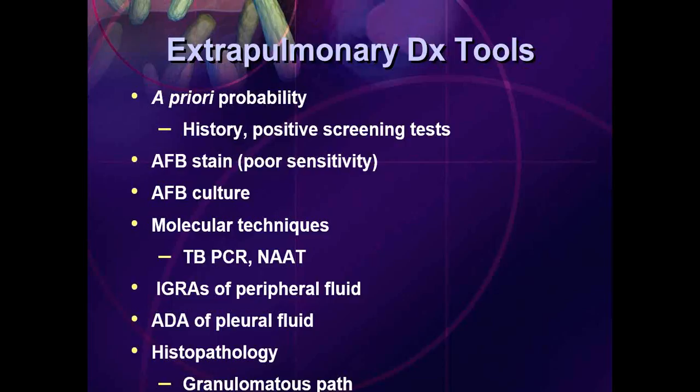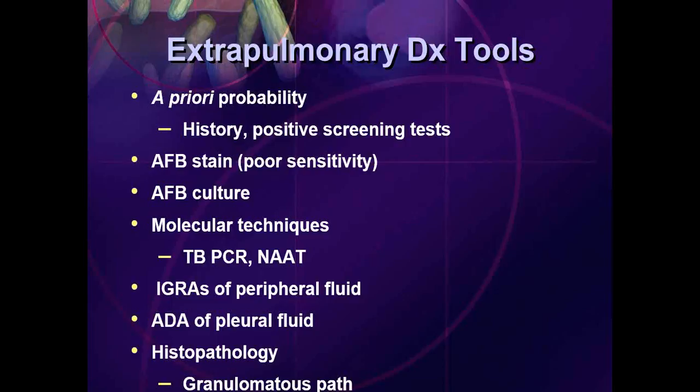AFB stain is really poorly sensitive. Culture, of course, is the gold standard along with molecular techniques, both PCR and NAT. IGRAs of peripheral fluid can be done. We do that in pleural cases. We've done it in CNS. And those, of course, are experimental uses of the IGRA, but there's plenty of case reports in the literature attesting to their potential benefit in making a diagnosis.